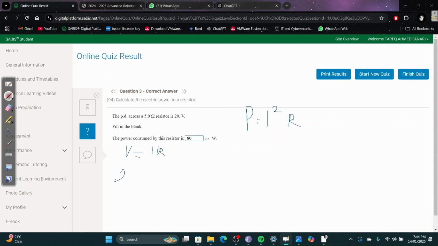Okay, so what we have? We have 20 equals to 5I. So I is 4 amperes, right? So now what we're gonna do, power is equal to 4 squared, 16 times 5. Do it on a calculator. 16 times 5 will give you 80. So power equals to 80 watts.